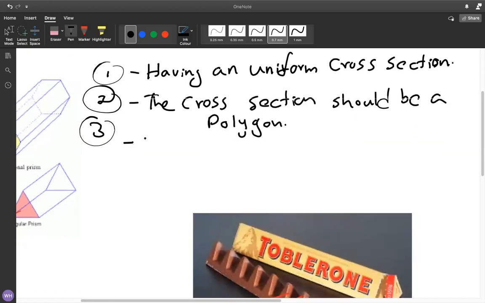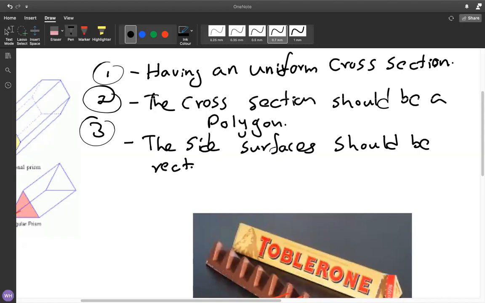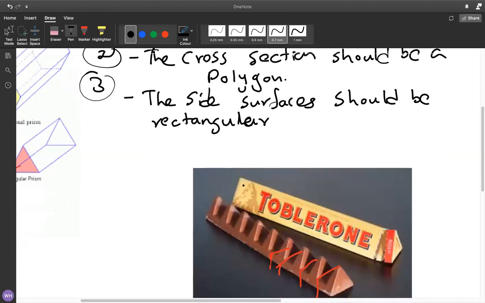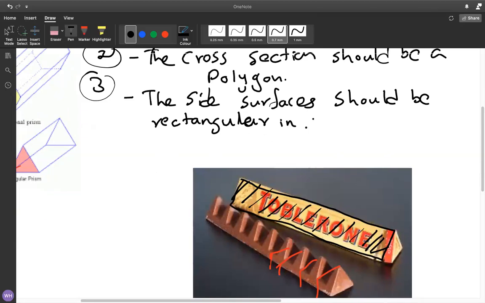Number three, the side surfaces should be rectangular. Now if you look at this top one, can you see this side surface? It is a rectangle, right guys? The side surface should be rectangular in shape.